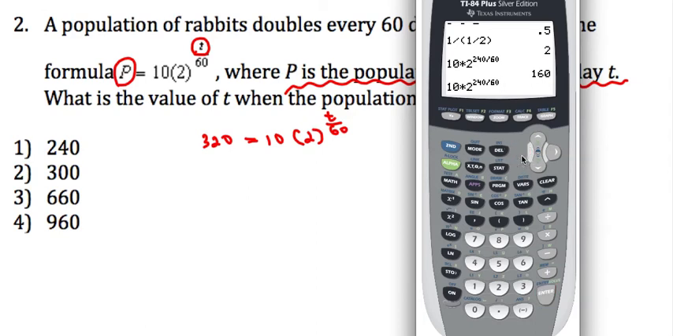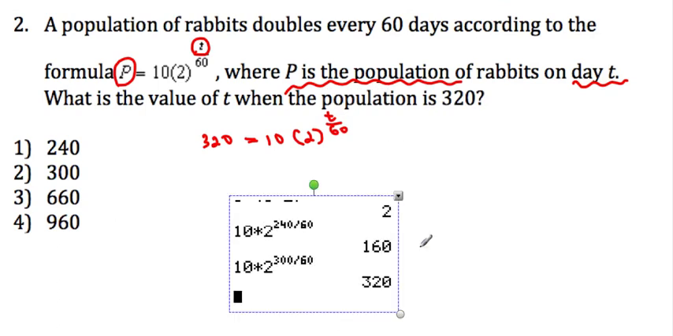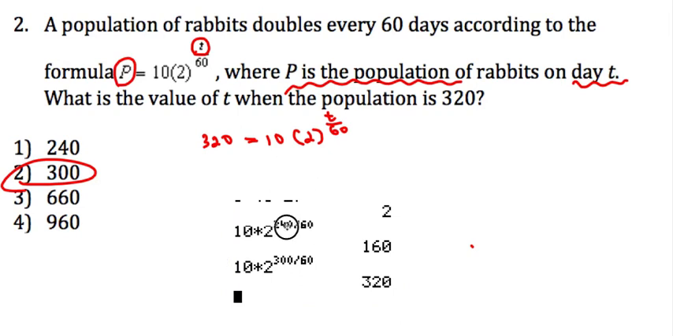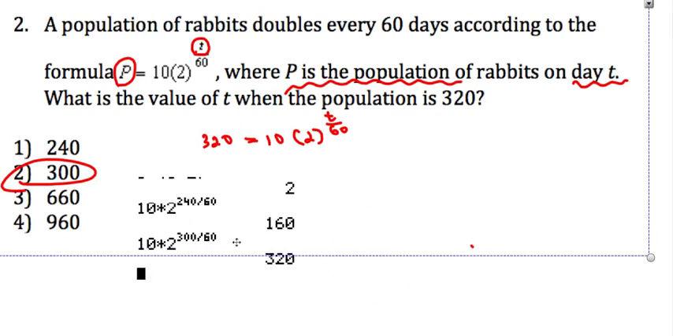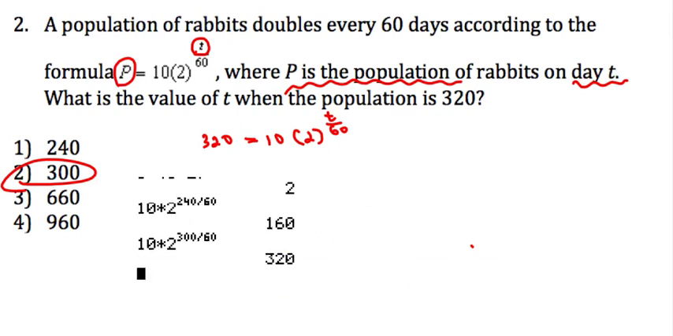Instead of 240, the next one was 300. And it got me the answer. Therefore, it seems that our answer is 300. That's the first way of doing it. If you don't like just using the calculator and plug-in method, which I personally don't like that much, we'll learn later about how else we could have done it using something called logarithm. But for now, that's one way.